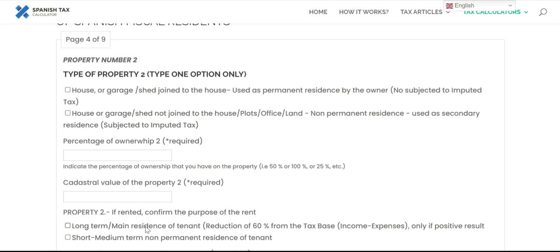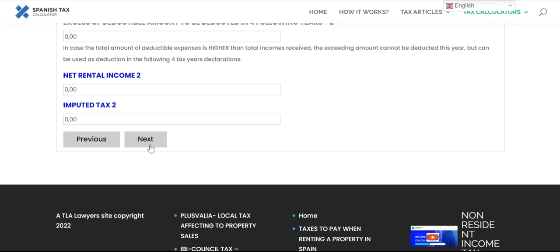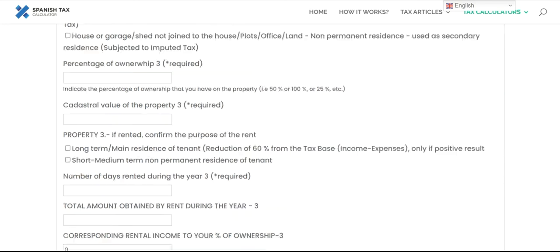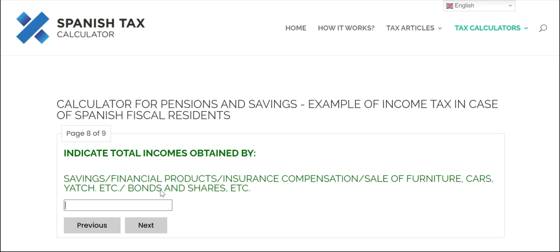Then we go next. Obviously, this calculator gives you up to 3 properties. This is property number 2. Imagine that you have not further properties, you have not further garages or whatever which are considered as independent properties. So this is the total amount of incomes that you generate from your property in order to calculate the income tax. And now the system requires from you to indicate the exact amount of financial products that you receive as insurance, bonds, shares from Spain or from any other part of the world.